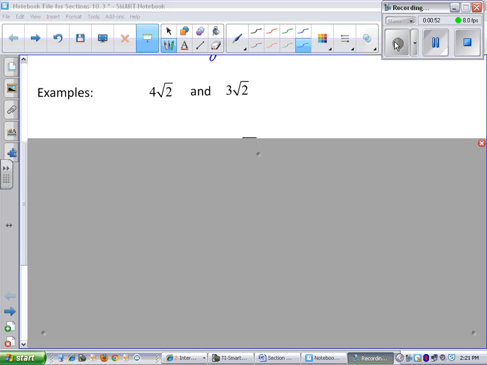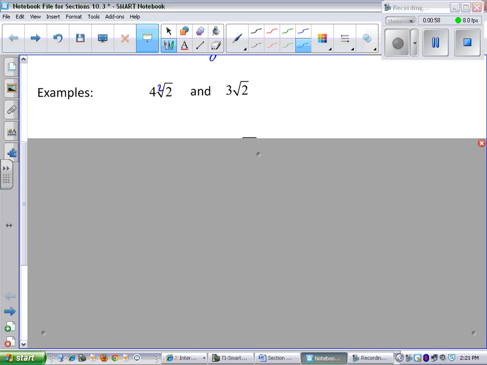Let's look at 4 square root of 2 and 3 square root of 2. Well, first of all, they have the same index. Both of them are a 2. It's not necessary to put the little 2 in a square root. I'm putting it in for emphasis. They have the same index.